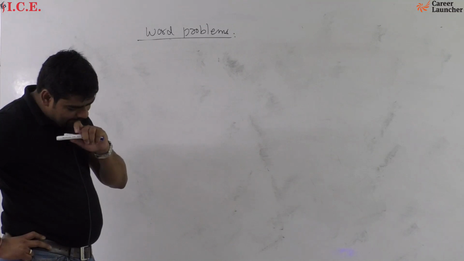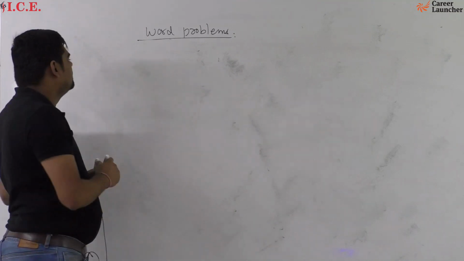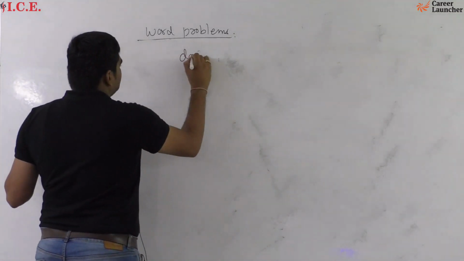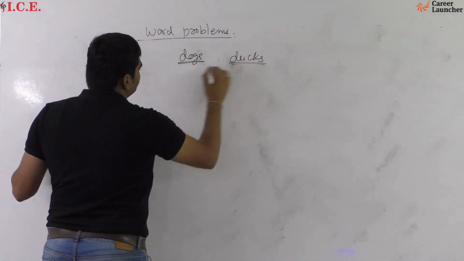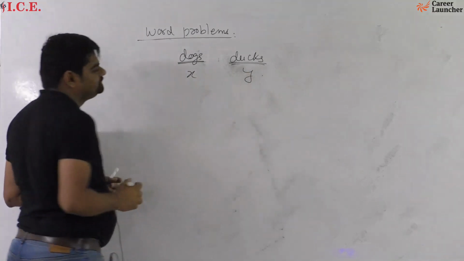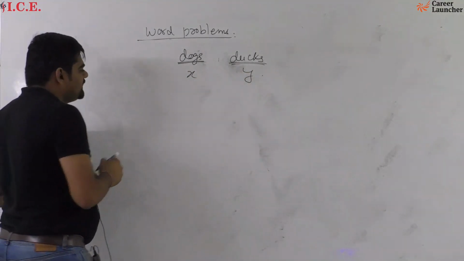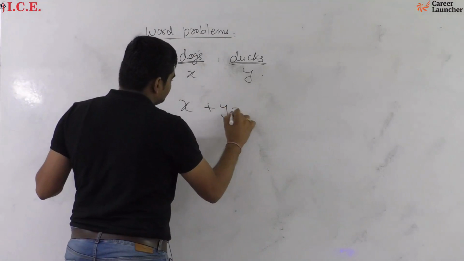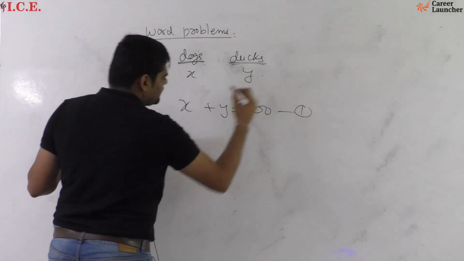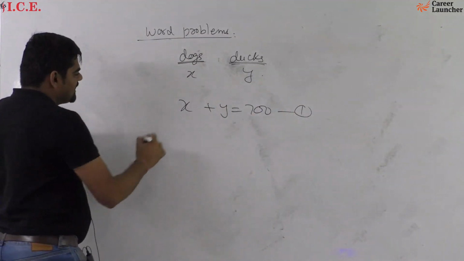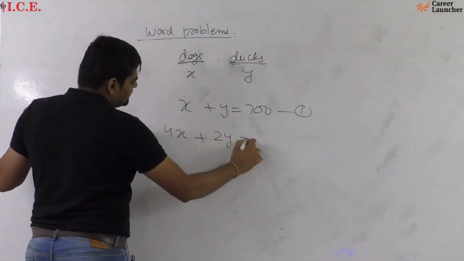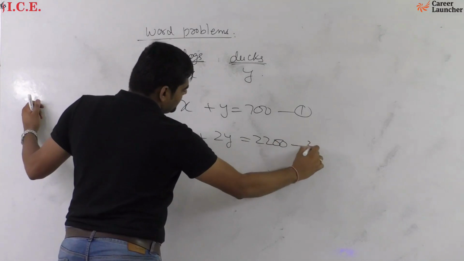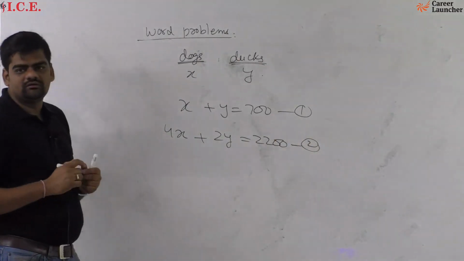So let's say there are x dogs and y ducks. I know the number of heads, so x plus y is equal to 700. Very simple, right? Dogs have 4 legs, so it is 4x. Ducks have 2 legs, so it will be 2y. Plus, it is equal to 2200. Can you solve these two equations?